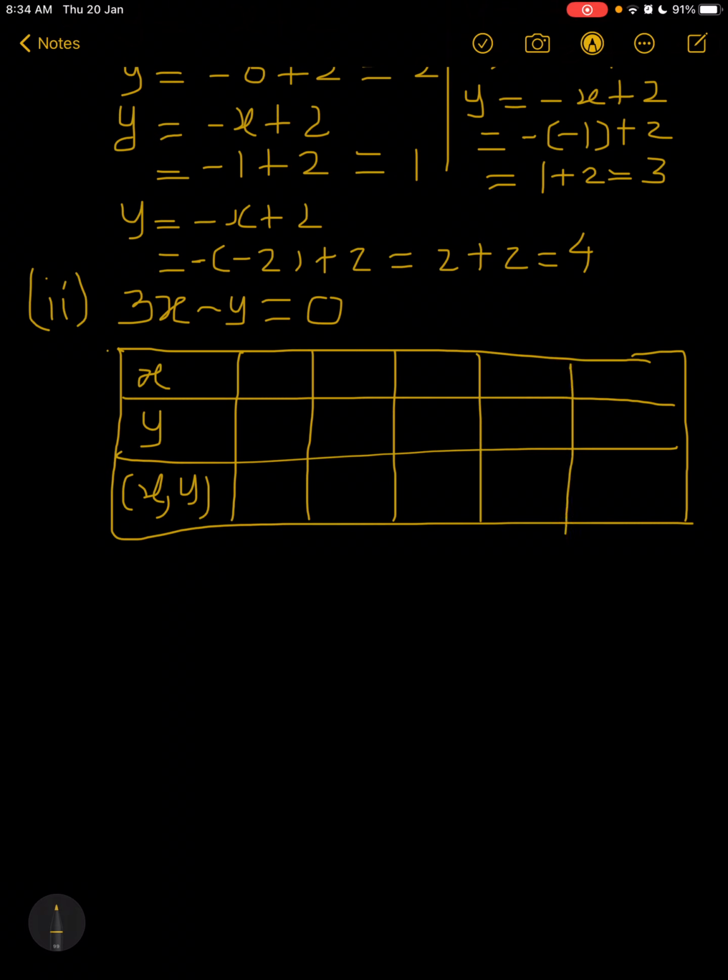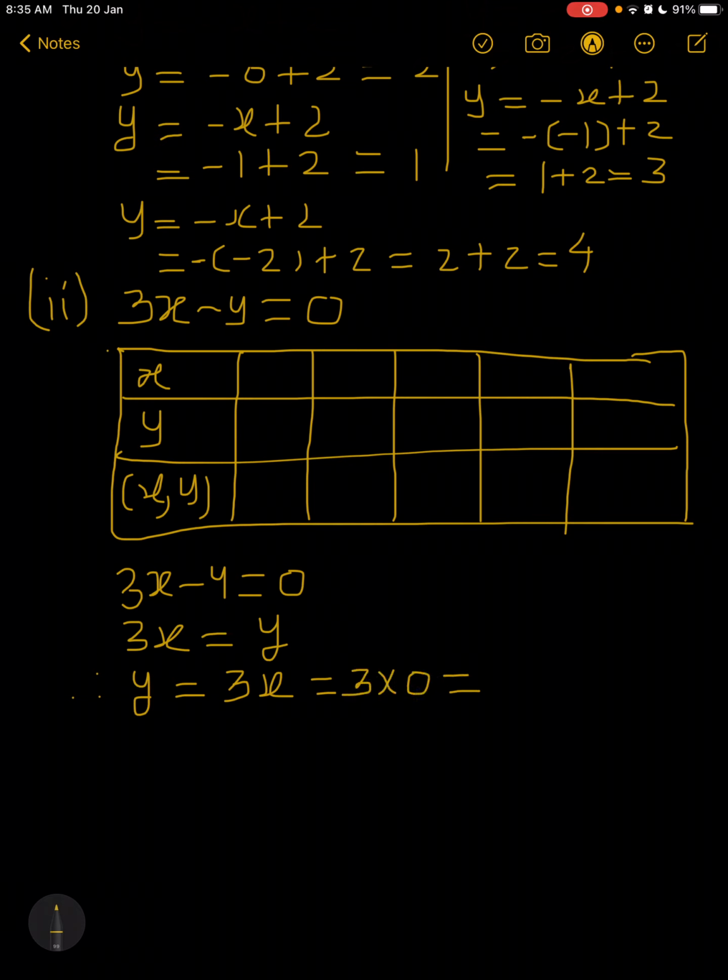We want 5 points. In class, without arranging the equation, I showed x and y numbers. Today I am arranging the equation. 3x minus y, I will transfer y to the other side. So I get the equation y is equal to 3x. Now I will check the numbers of x and y. y is equal to 3x. First number I take for x is 0. 3 into 0 becomes 0. X number is 0. Y number is also 0.